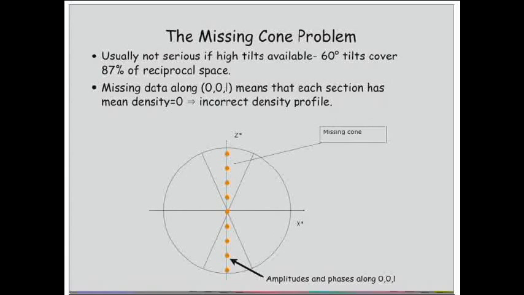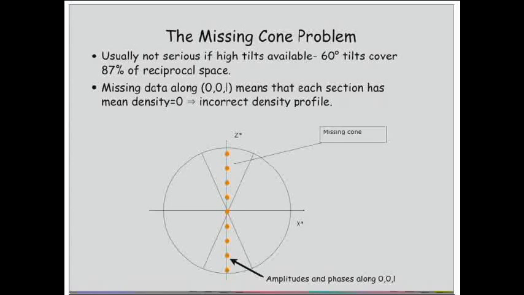Now, when you tilt, in principle, you've got a problem because you can't tilt to 90 degrees. So you're going to end up missing some data. And this may not be a great problem. If you have lots of well-measured data all the way out to 60 degrees, you're covering a lot of reciprocal space. In practice, you're not going to get those perfect data. And in particular, you're going to end up missing any data along 0, 0L. So you have no measurements along 0, 0L. And that may not be a problem.